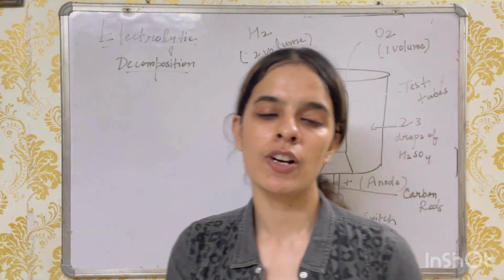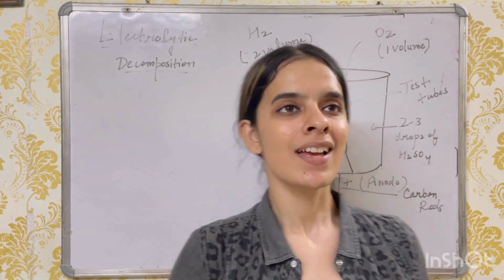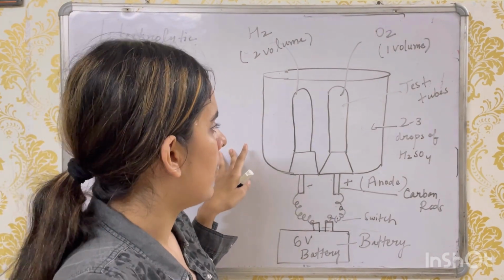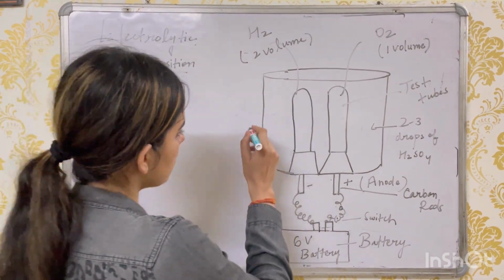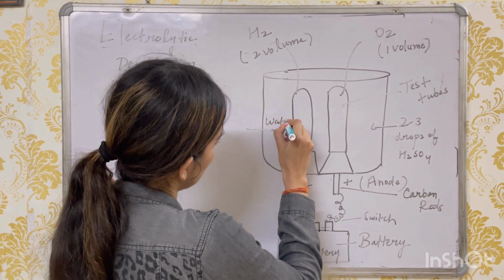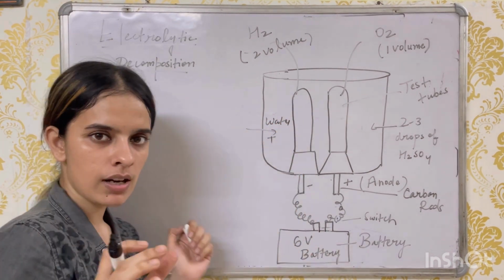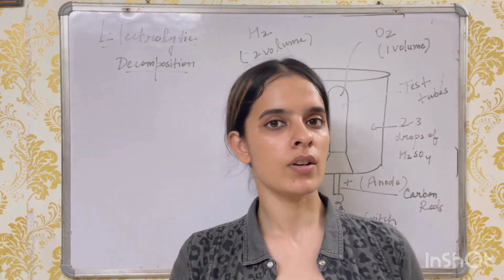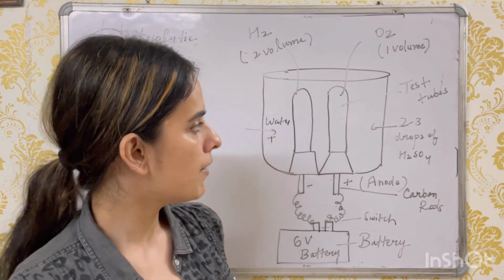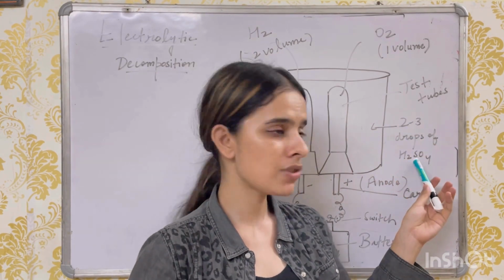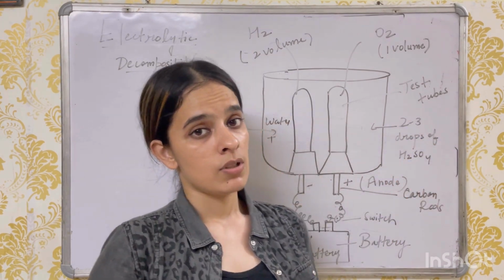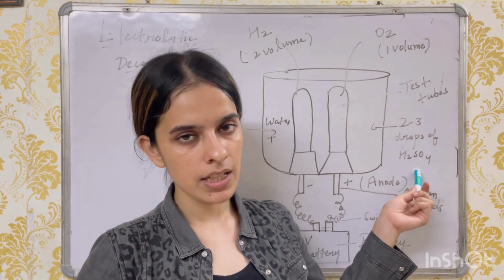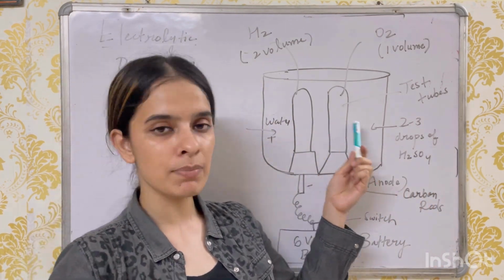Okay, so let's study electrolytic decomposition reaction. As you can see the setup over here, this is a beaker, and water is filled in this beaker along with some electrolyte. As you know, pure water, distilled water, cannot conduct electricity. So we have to pour 2 to 3 drops of sulfuric acid into it, because acids are good conductors of electricity. So this is called an electrolyte, which we will pour into this beaker.